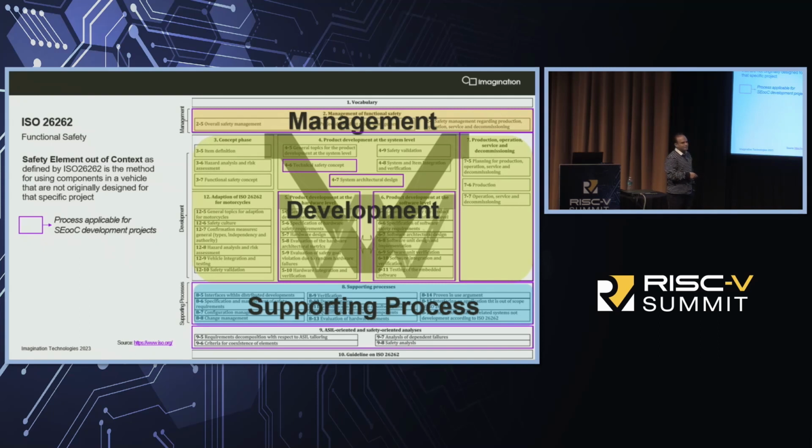This simplifies a few process steps: we need not follow the entire process, only a few applicable processes. This is thanks to ISO, who has provided this kind of provision to simplify the process for the IP developers, and especially the RISC-V community can leverage this.